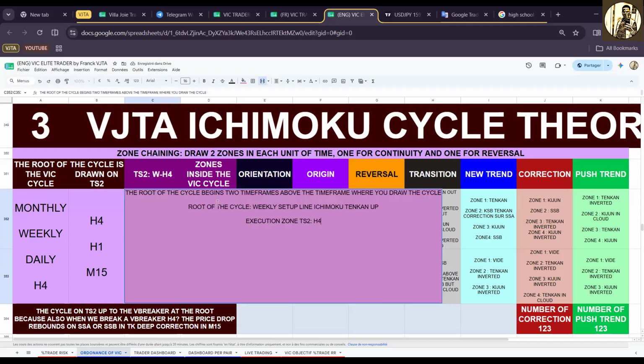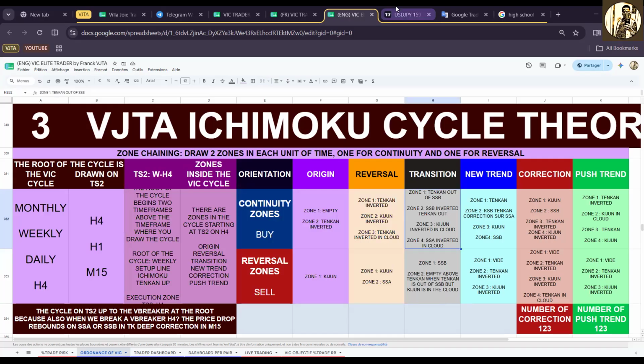And the root of the cycle is a weekly setup. The root of the cycle is a weekly setup line, for example Tenkan, and the time frame where you draw the cycle is on H4, what I call the execution cycle.